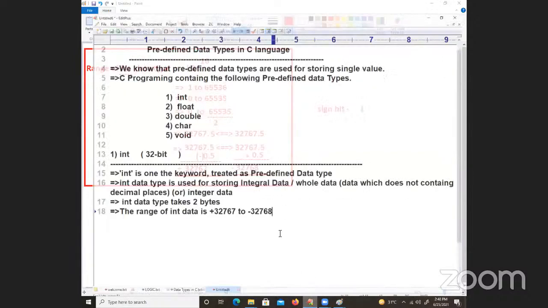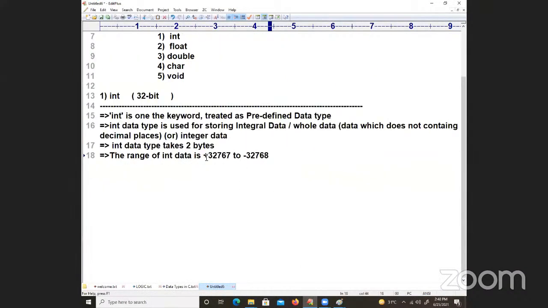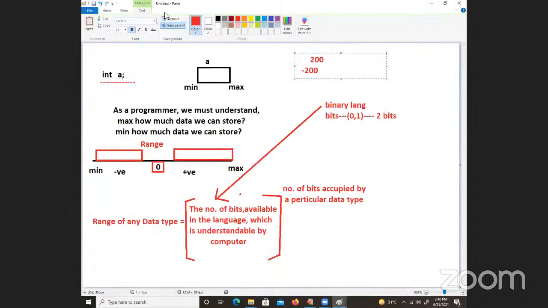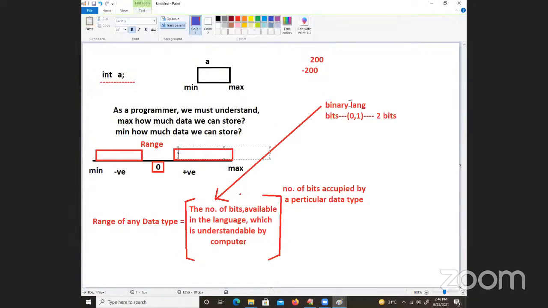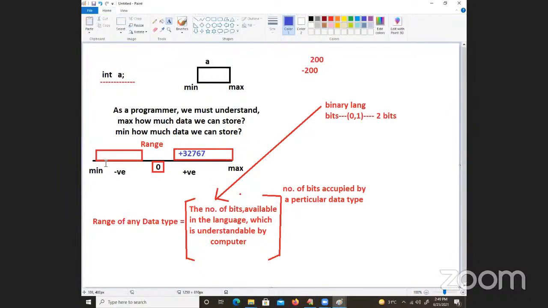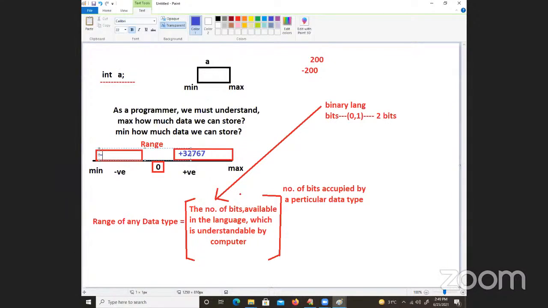Like that, any data type you take, it is going to contain a positive number range and then a negative number range. So coming to the scaling part, which was just now drawn, it is going to be available. On this side, what can you store? 32,767. On this side I can store minus 32,768. Are you following? Are you okay with this?